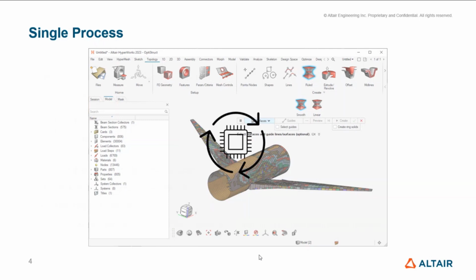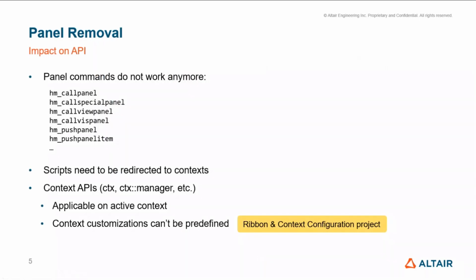Okay, so single process, no panels, which means no panel commands. All the panel commands that you are familiar with in HyperMesh, I listed a few on this slide as a sample, will not work anymore. In version 2023, they will not be recognized. You will see an invalid command error if you try to run them. This means that any of your customizations or scripts in general, if you were calling a panel command, need to be replaced by a context command.